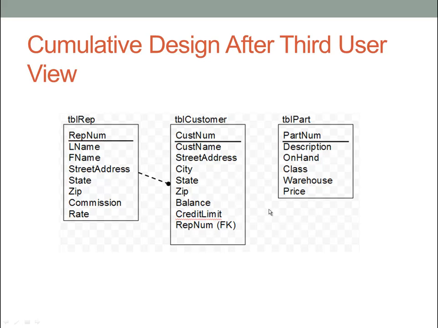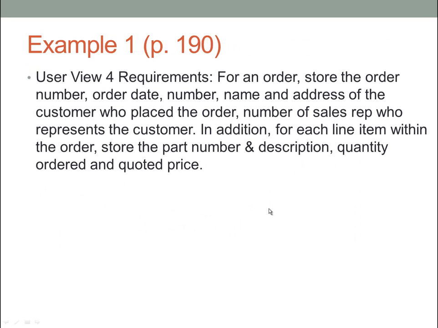And then I go and meet with yet another group of users, and they tell me that for every order they need to store the order number, the order date, the number, name, and address of the customer who placed the order, and the number of the sales rep who represents that customer. Additionally, for every item that they order within that order, they need to know the part number and the description of that item, how many were ordered, and what price they were sold at. So after interviewing these users, I now have these requirements.